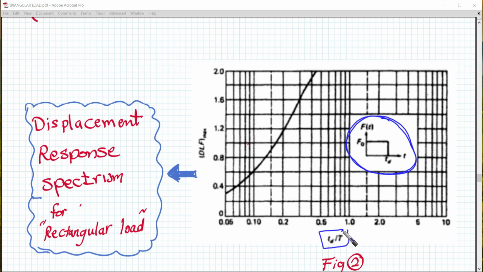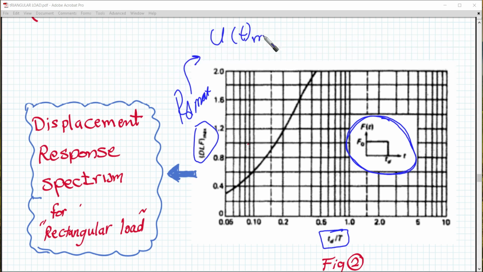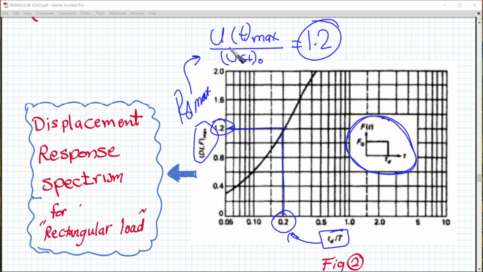The horizontal is TD over T. Vertical is going to be RD, take care, maximum. What is the meaning of RD maximum? It means UT, the dynamic response maximum, over U static response node, maximum also. Okay, that's what we have. If you look here, for example, the same. If we have 0.2, the ratio between TD and T, we're going to find that our system is going to have 1.2. This means the dynamic response is going to be higher than the static response by 20%.